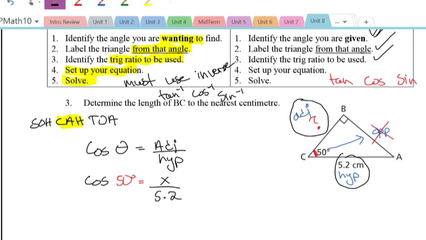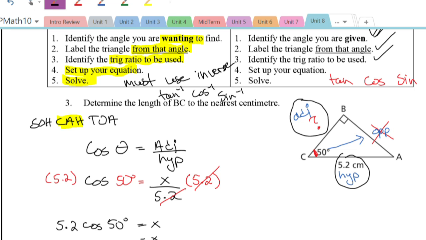So I want to get X by itself. If I want to get X by itself, I'm currently dividing X by 5.2. I can do the opposite of dividing by 5.2, which would be multiplying by 5.2. If I do it to one side, I have to do it to the other side. 5.2 cancels on the right, gives me 1, and I end up with 5.2 times the cosine of 50 degrees is equal to X.